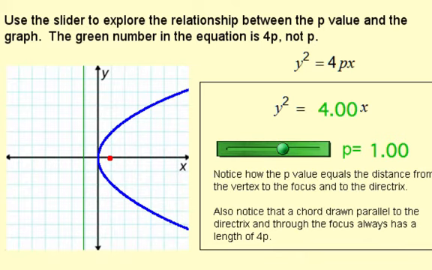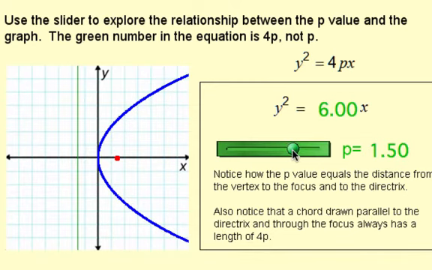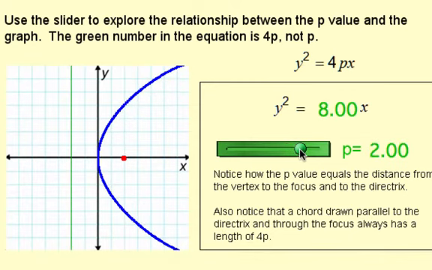Let's take a look at parabolas open left and right. The general equation is y squared equals 4px. And in this case, p equals 1 starting off. And you can see the distance from the focus to the vertex is 1. The distance from the directrix to the vertex is 1. So I'll increase. Notice the parabola gets wider. P-value is 2. Notice that the focus is 2 away from the vertex and that the vertex is 2 away from the directrix.